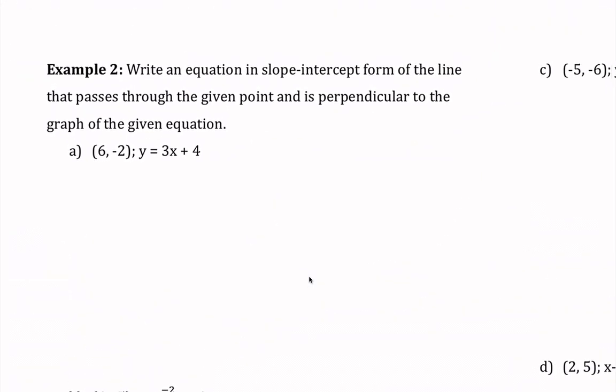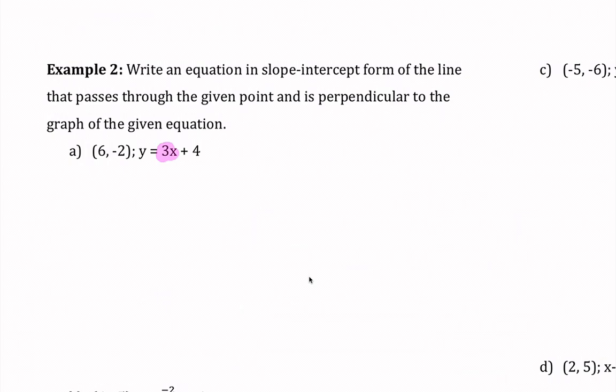Okay, so we're going to write an equation in slope-intercept form of a line that goes through the given point and is perpendicular to the graph given. Okay, so, to the equation given. So first, let's identify the slope that it gave me. The slope that is given to me is 3.